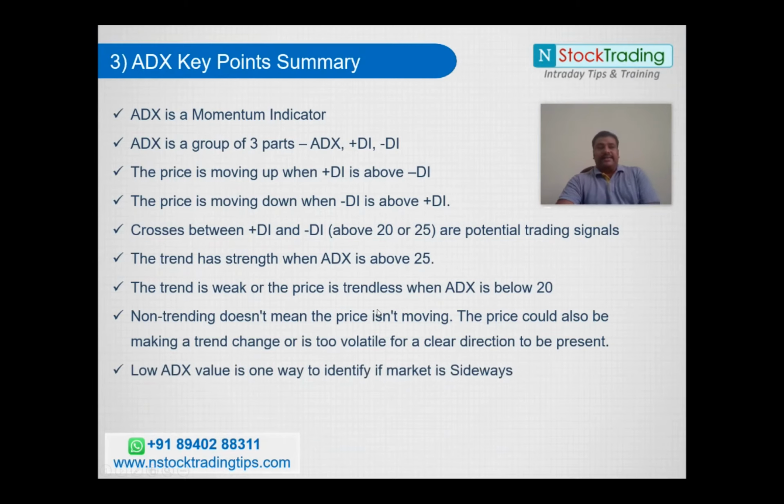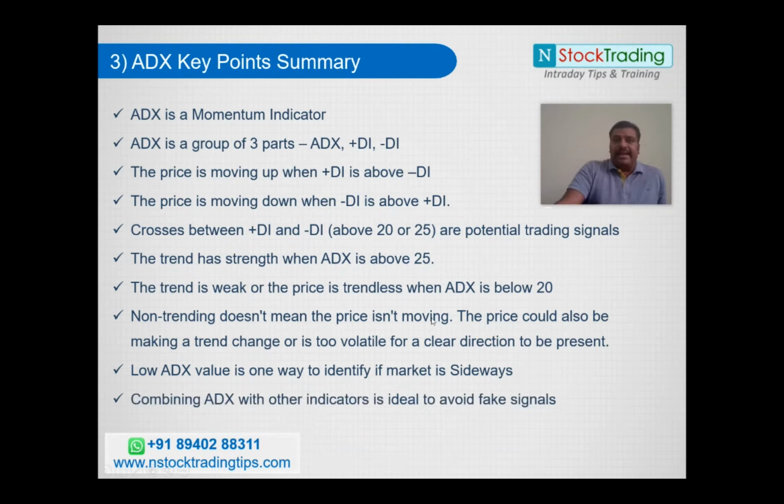And then, like I told you, we have trend market and we have the range market. So when the ADX value is too low, we understand that there is no strong strength of any particular trend. And that's the reason the market is sideways. This is one way to identify if the market is in a sideways range.